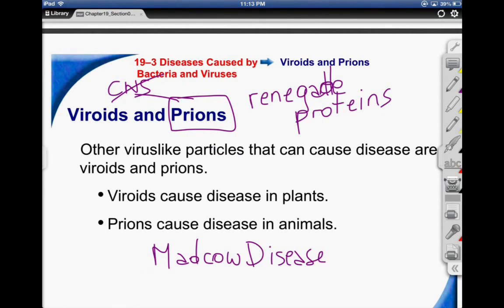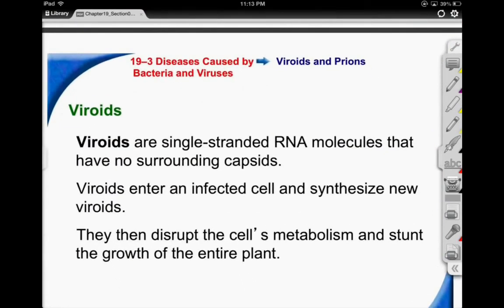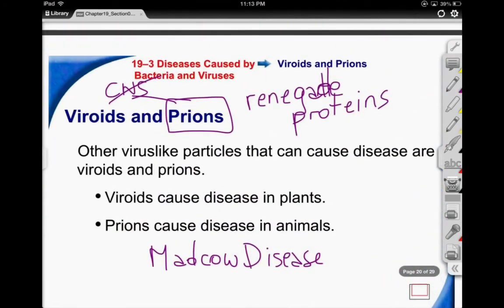We don't really need to go all the way into, well, these are renegade proteins. What about renegade genetic material? What if it was just genetic material? If you're interested in this and you want to keep going, you can go into all the material and more. Go ahead and read forward, but I will stop here.